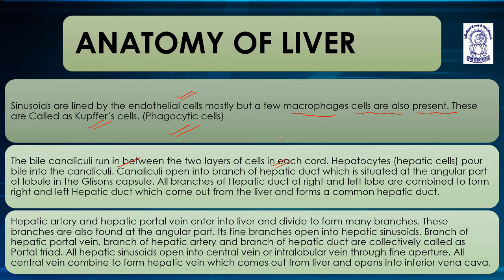So the bile canaliculi run in between two layers of cells in each hepatic cord. Hepatocytes, the hepatic cells, pour the bile into the canaliculi. Canaliculi open into the branch of the hepatic duct.